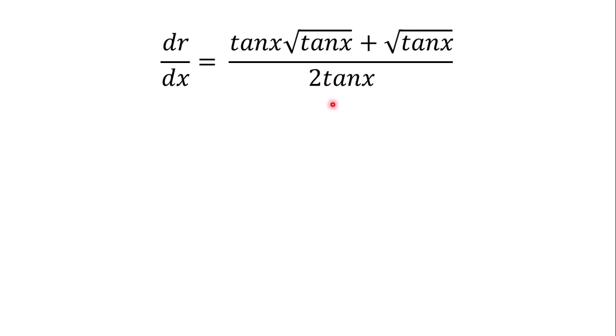So the answer to the derivative of 1 over root 2 times tangent inverse of square root of tangent x minus 1 over square root of 4 tangent x, all over root 2, is tangent x times square root of 4 tangent x plus tangent x, all over 2 times tangent x. That is the answer to the A part.